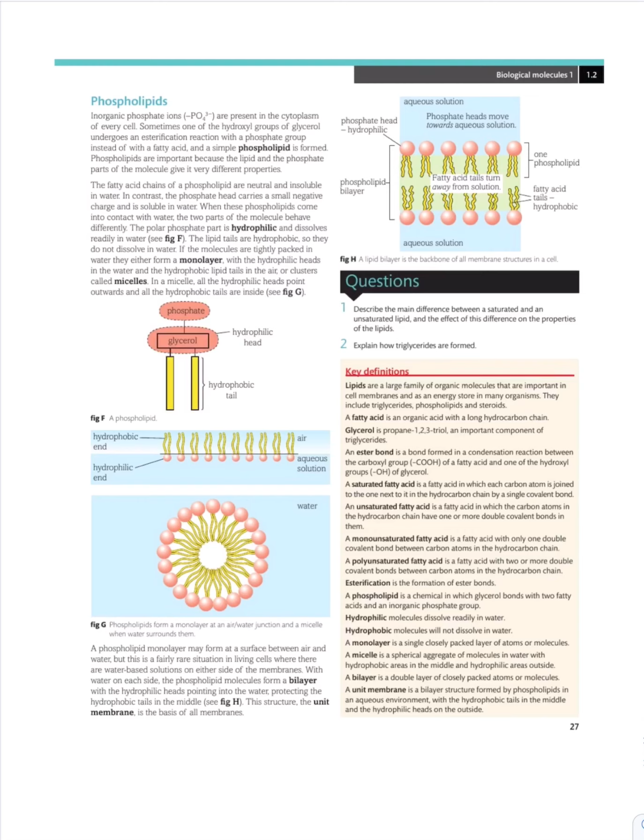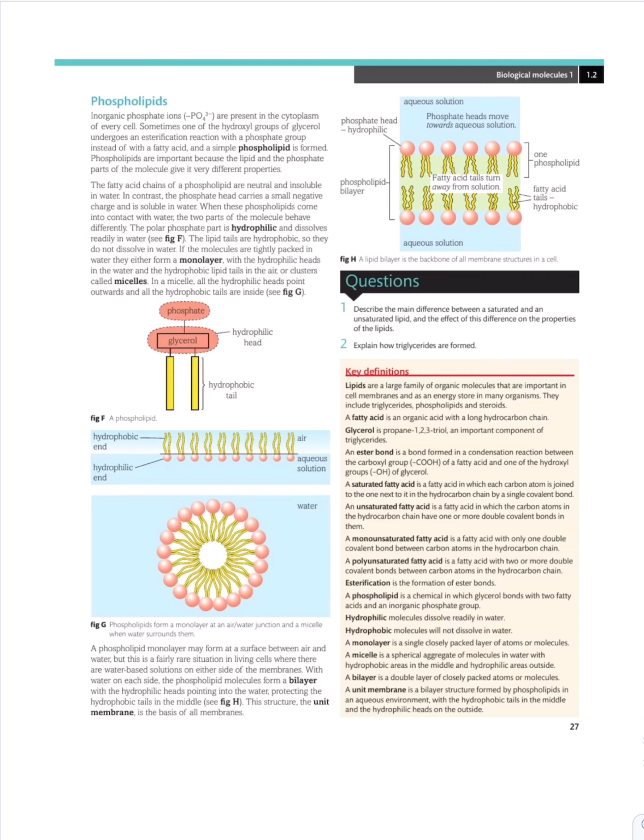Phospholipids. Inorganic phosphate ions are present in the cytoplasm of every cell. Sometimes one of the hydroxyl groups of glycerol undergoes an esterification reaction with a phosphate group instead of a fatty acid, and a simple phospholipid is formed. Phospholipids are important because the lipid and the phosphate parts of the molecule give it very different properties. The fatty acid chains of a phospholipid are neutral and insoluble in water. In contrast, the phosphate heads carry a small negative charge and are soluble in water.